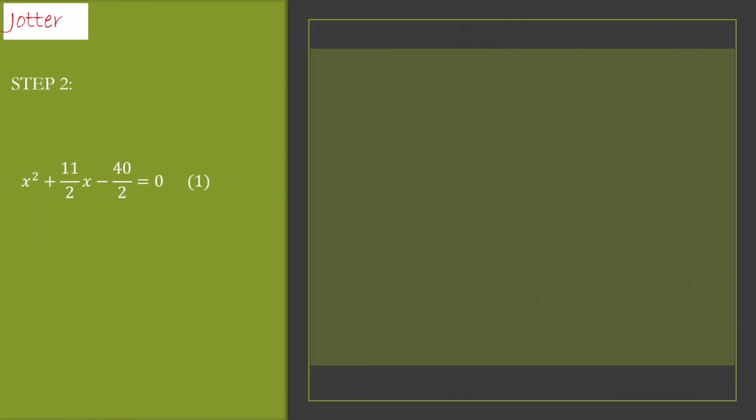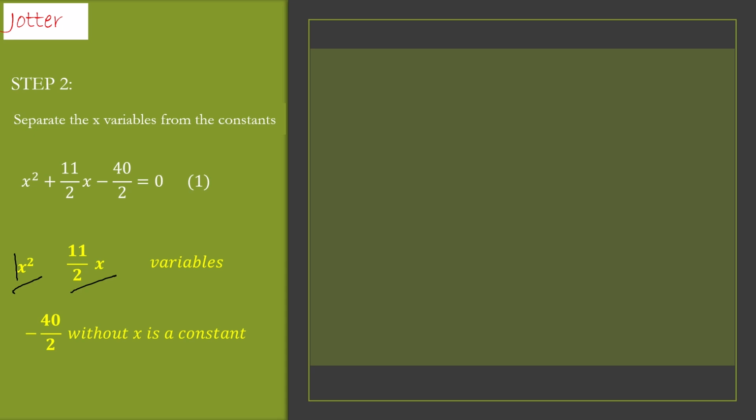Step 2 is to separate the variables from the constants. And what do we mean by variables here? Variables are figures that have x attached to them. In this case, we have x squared here carrying 1, so we have 1x squared. So that's a variable, and this is also a variable. The one that we refer to as constant has no x, so minus 40 over 2 has no x, so it's referred to as a constant.